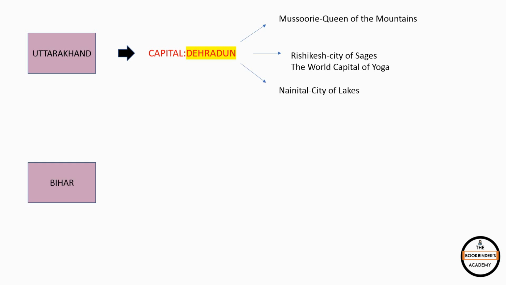The next state is the state of Bihar. Bihar's capital is Patna. The city that has a nickname in Bihar is Bhagalpur. Bhagalpur is referred to as the Silk City of India. This is because a special variety of fine quality silk, which is called Tassa or Tassar, is developed and produced here, and hence it is the Silk City of India. It is also one of the big marketplaces for silk.